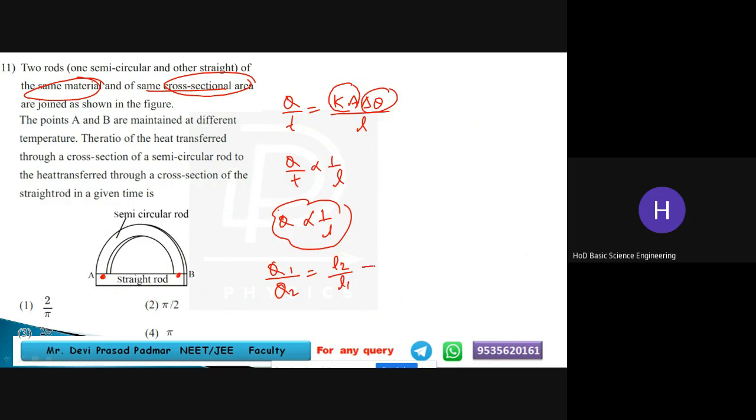L2 by L1. So what is L2? L2 here to here, if radius is R, it will be 2R. Correct? Then what about this length? Half of the circle, half the circumference. That is nothing but pi R, 2 pi R by 2, semicircle. Just simplify, we'll get 2 by pi. Correct, no?